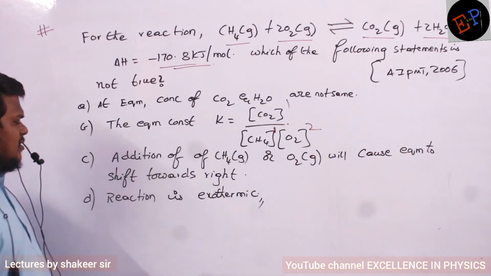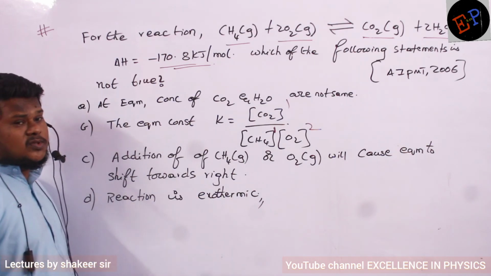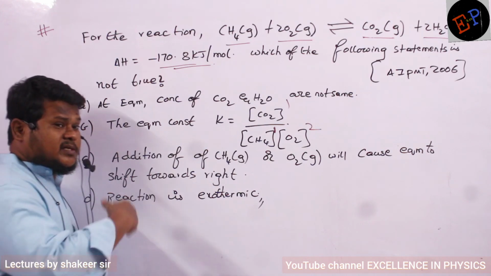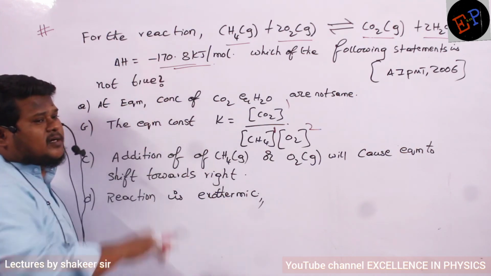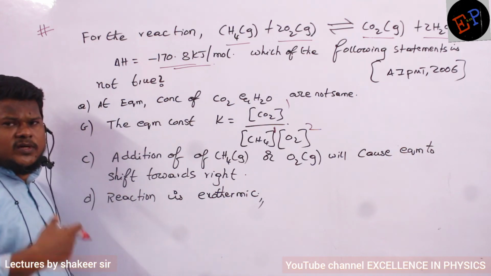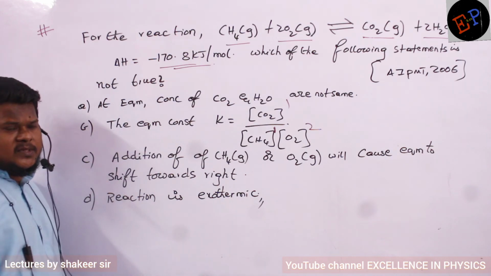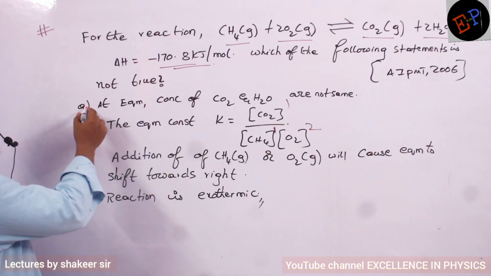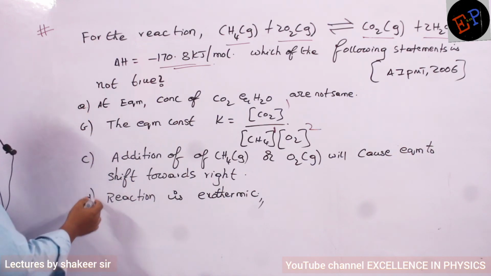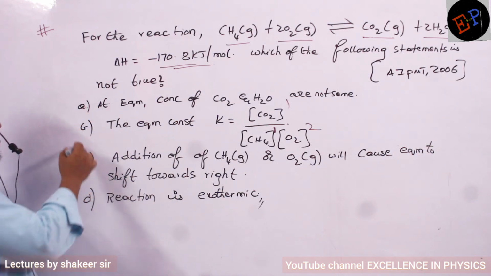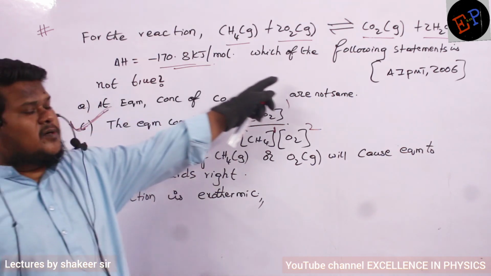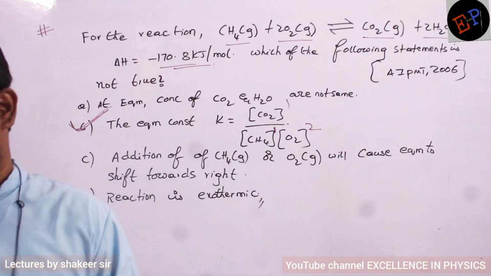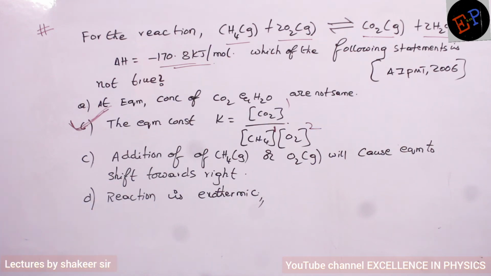Clear? Then reaction is exothermic. What is meant by exothermic reaction? It should emit energy, no? And what is meant by negative delta H? Energy is going out of the system. So correct. Are you able to understand, ma? So this statement is correct. C is also correct. D is also correct. This is the only statement which is not correct. So this is my required answer. Understood, ma? Which of the following statements is not correct? So B is not correct.